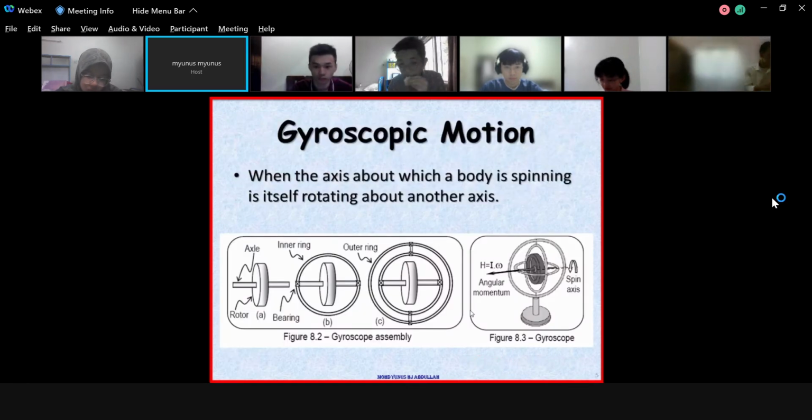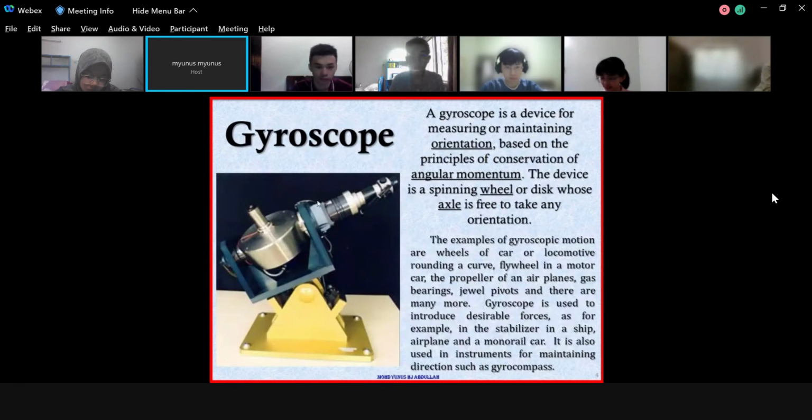Okay, so this is the actual thing. This one is the actual gyroscope, as I mentioned earlier. The device. So this is the device. Look at the device.